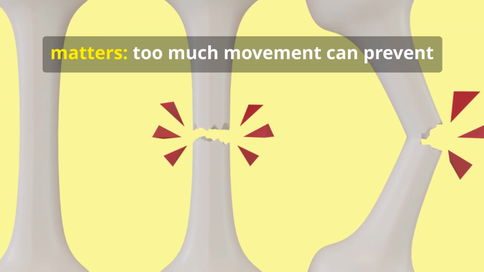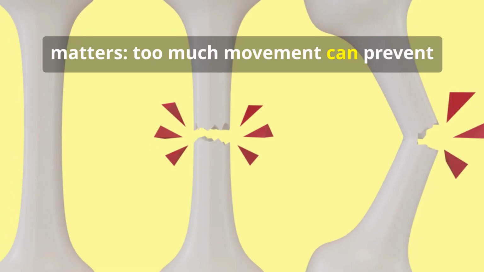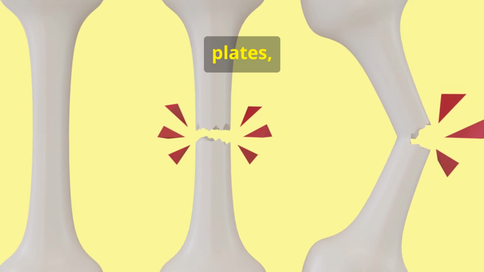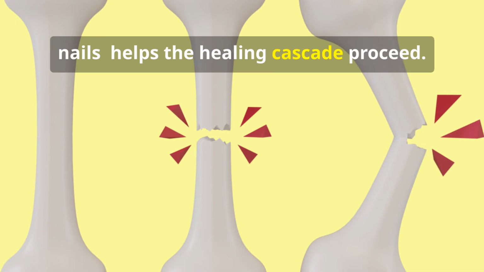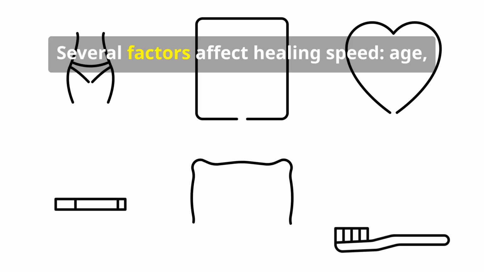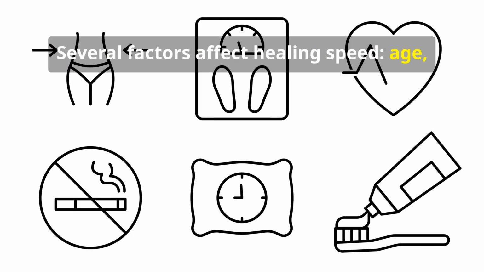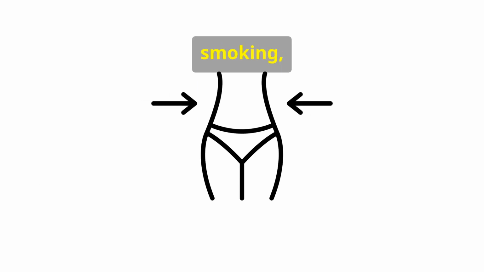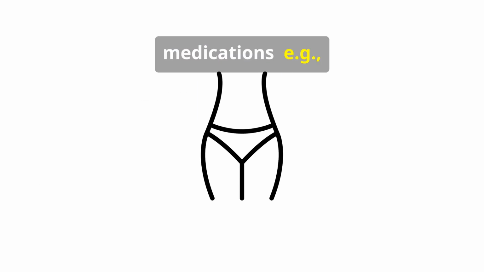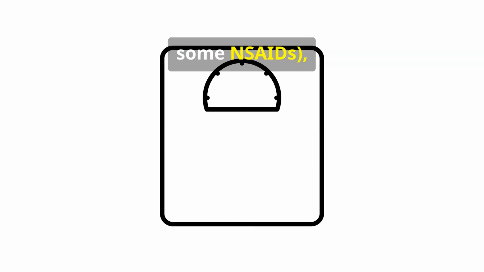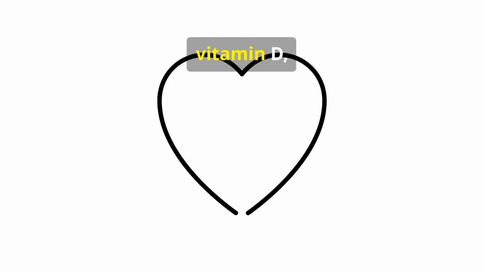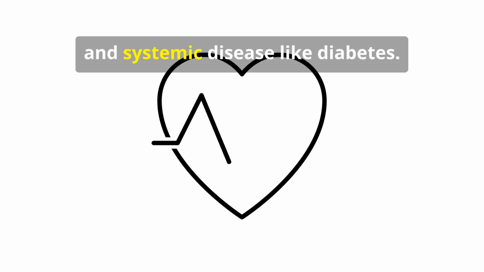Stability at the fracture site matters. Too much movement can prevent healing. Appropriate stabilization, casts, plates, nails, helps the healing cascade proceed. Several factors affect healing speed: age, blood supply, fracture pattern, infection, smoking, medications, e.g. high-dose steroids, some NSAIDs, nutrition, protein, vitamin C, vitamin D, calcium, and systemic disease like diabetes.